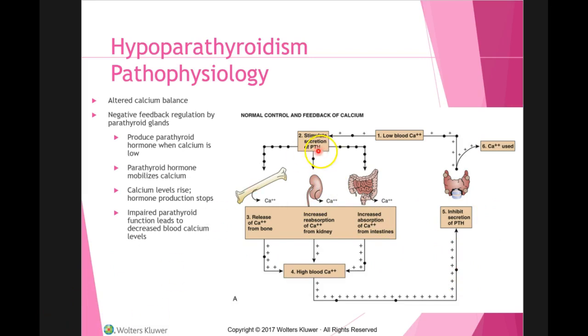So in the case of hypoparathyroidism, the parathyroid glands are underproducing parathyroid hormone, so you're not getting this normal feedback mechanism. And in that case, what happens is that you have low levels of serum calcium.